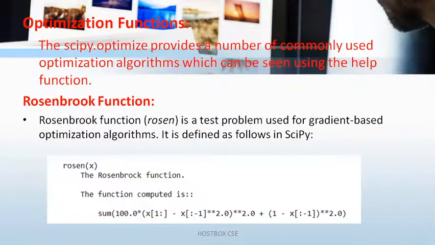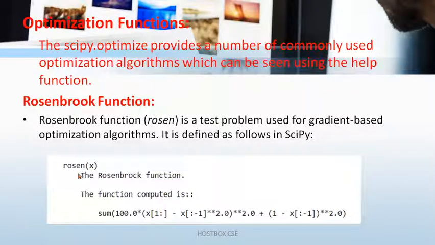Okay, so next, optimization functions. Python supports optimize functions also, because scipy.optimize provides a number of commonly used optimization algorithms, which can be seen using the help function also. One of the best and most important functions is the Rosenbrock function. So what is the Rosenbrock function? Shortly, Rosen is a test problem used for gradient based optimization algorithms. Remember, I am repeating, used for gradient based optimization algorithms.